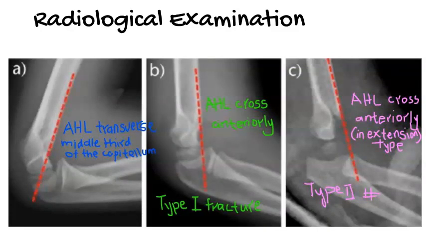This figure illustrates a lateral view of the elbow region. A, the anterior humeral line traverses the middle third of the capitulum. Normal X-ray. B is a type 1 supracondylar fracture where the anterior humeral line crosses anteriorly, and C is a type 2 supracondylar fracture with the AHL crossing anteriorly too.